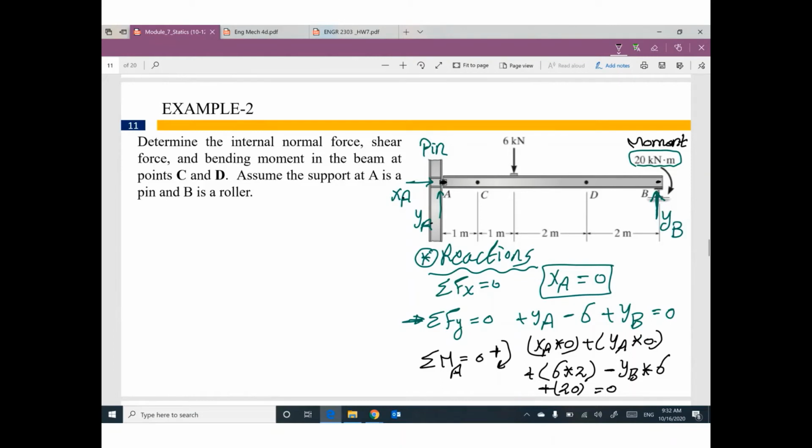This term will be cancelled. This term will be cancelled. The only unknown in this equation will be YB. It will be 5.33. If you go back to this equation, this reaction will be positive 0.67. So XA is 0, YA is 0.67, YB equals 5.33.